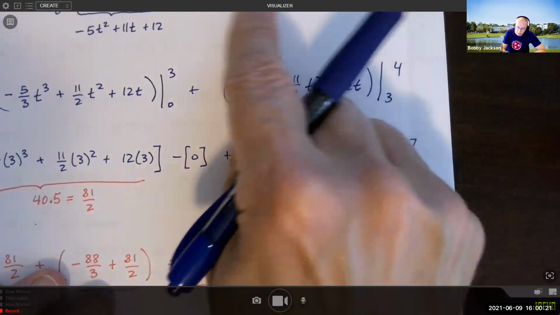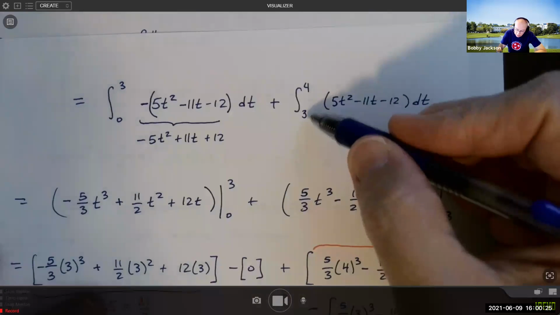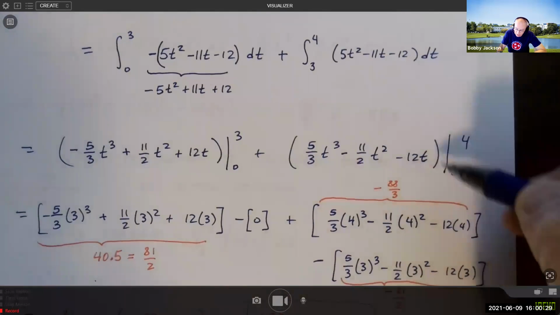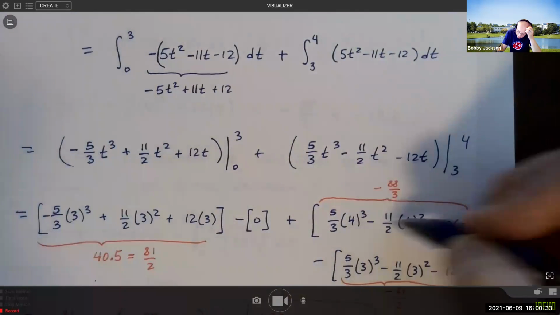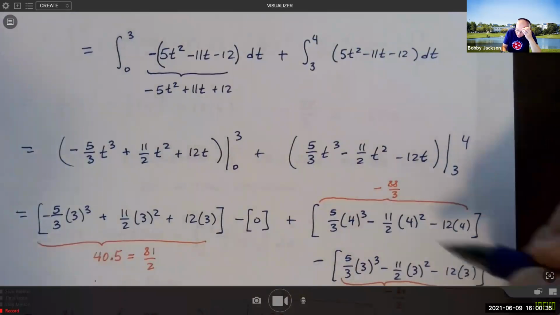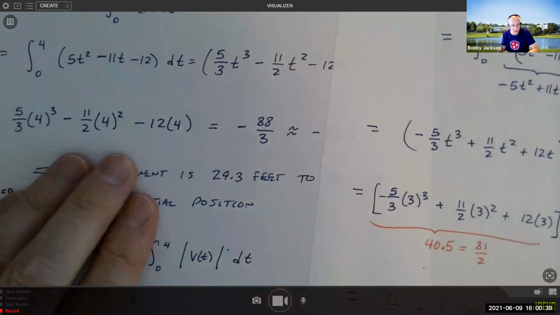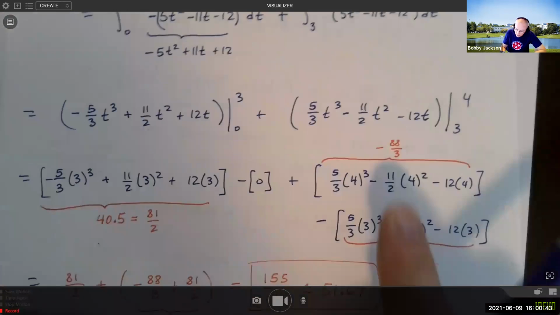And then I add this integral here, right? From 3 to 4. Sorry, I'm off the screen there. From 3 to 4, right? So my antiderivative is pretty easy to find here. And I evaluate it at 4, and then I evaluate it at 3. In fact, this evaluation at 4 is the same evaluation at 4 that we had previously, which gave us negative 88/3, by the way. That's this part here.